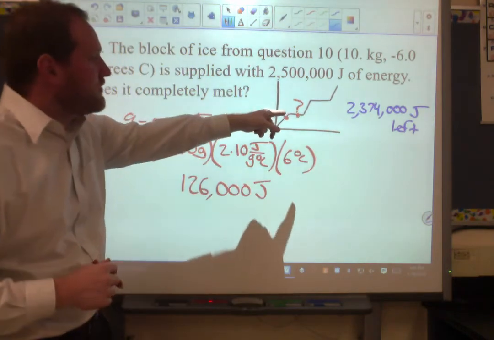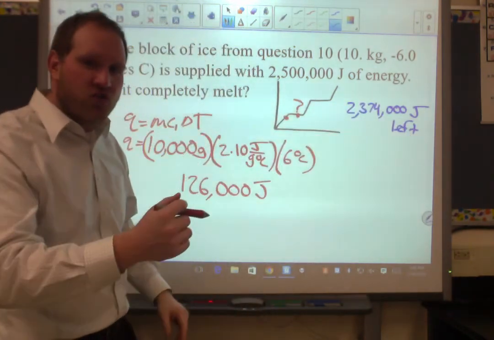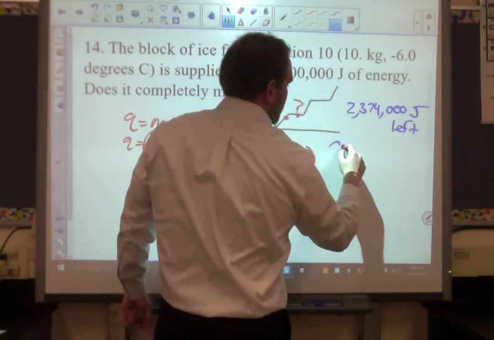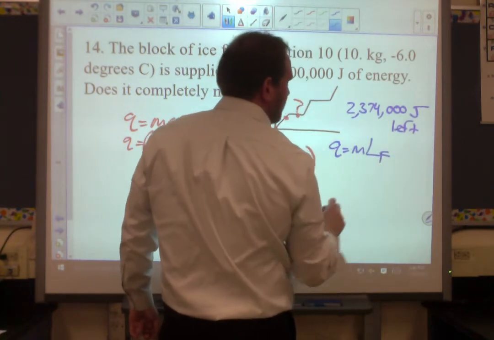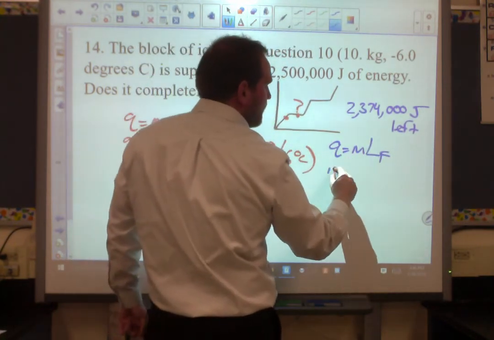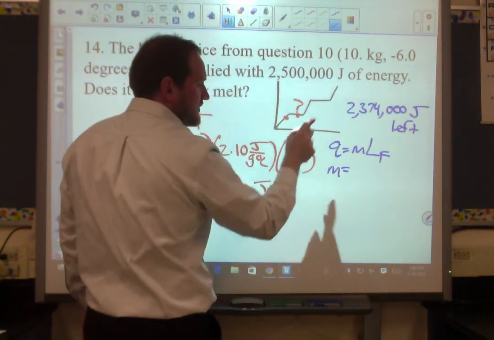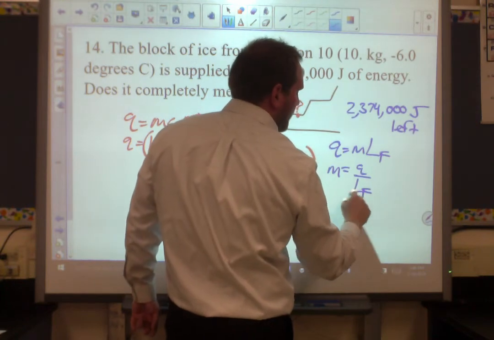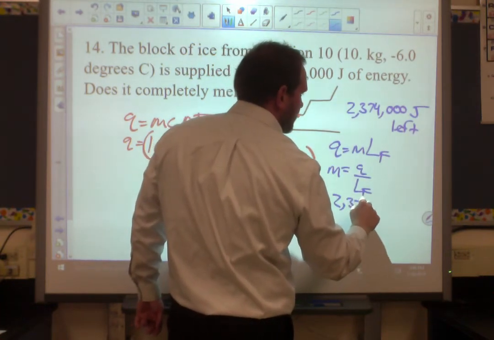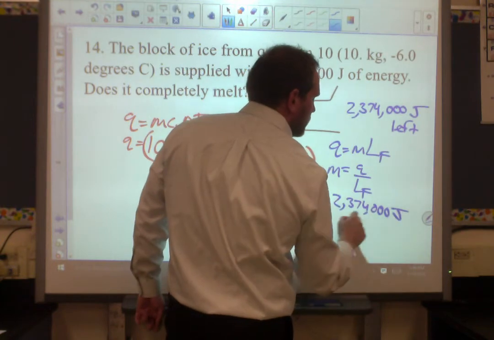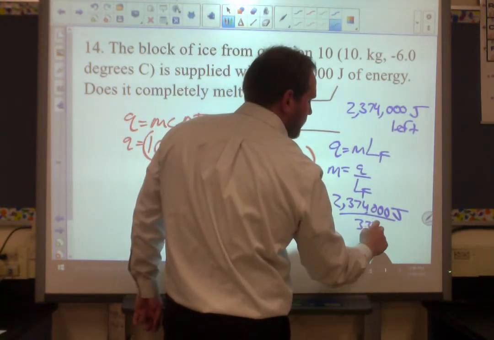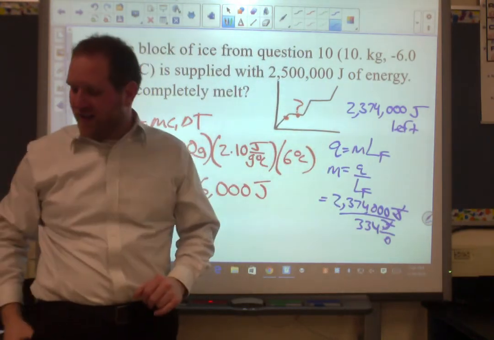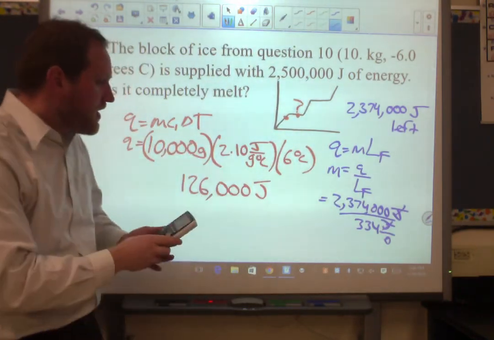So the question I want to ask myself is, if I have this many joules left, what mass of ice can I melt? Q equals m L_f, latent heat of fusion. We're going to solve for mass, because I'm asking what mass of ice this many joules could melt. m equals Q over L_f, which is 2,374,000 joules divided by the latent heat of fusion, 334 joules per gram. Joule cancels joule. Gram is the double denominator, an inverse of an inverse, which comes up at the top.